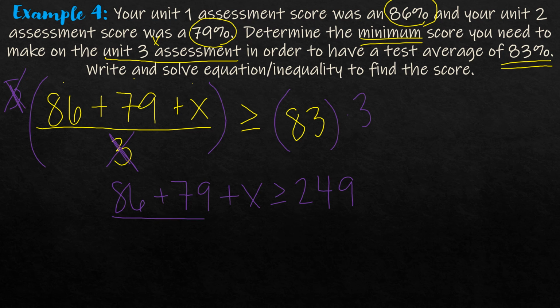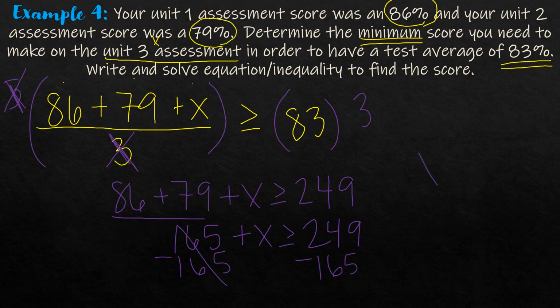So now I can combine like terms. 86 plus 79 is 165. Plus X is greater than or equal to 249. Subtract 165 from both sides. And my grade needs to be at least greater than or equal to an 84%.